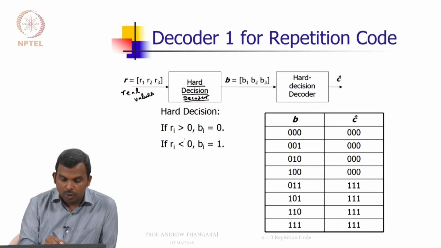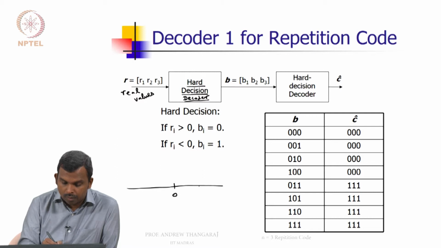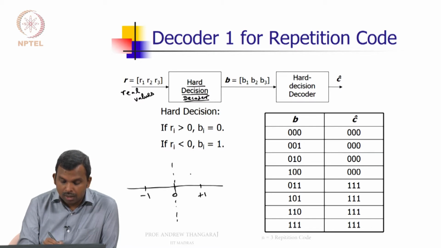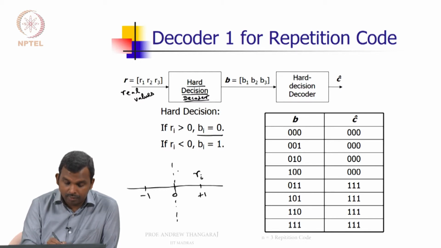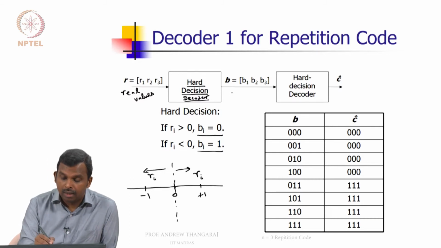Okay. So, how do we do hard decisions? Remember, our symbol vector is +1 and -1, and we have this thresholding at 0 as a sort of a reminder. Okay. So, if your Ri is positive, it lies on this side, you want to say the bit is 0. Okay. And if your Ri is negative, you want to say Bi is 1. Okay. So, this is my received hard decision values.